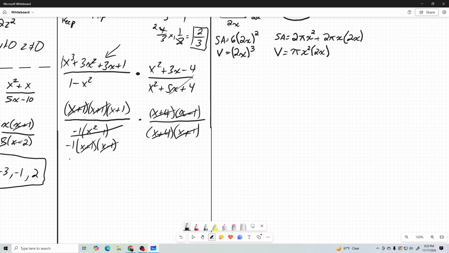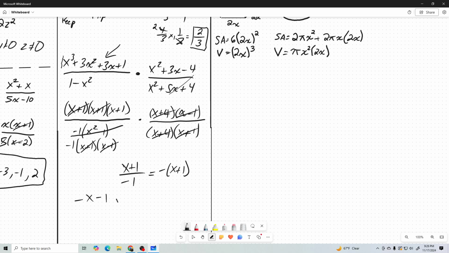So we just have, what's left up here? x plus 1. So our answer is just x plus 1 over negative 1, essentially, right? Which is the same thing as what? Negative x plus 1, right? And then we can even distribute that, so it's like negative x minus 1, I guess. It doesn't really matter. These are all the same thing, right?